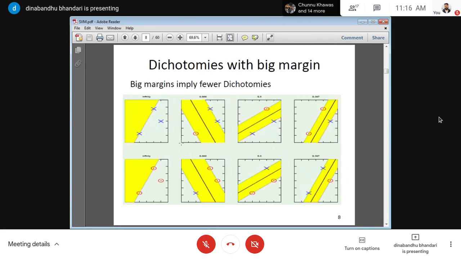Now, you see here, dichotomies with big margin. These are the big margin, right? These 3 points in one class, this side is another class. Instead of drawing somewhere here, you just draw here. You see, this one provides maximum margin. This one also gives. So big margins imply fewer dichotomies. Okay, that is a very nice one.